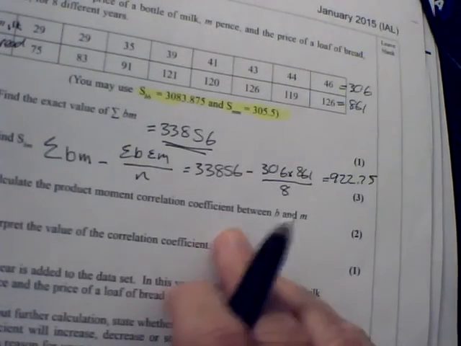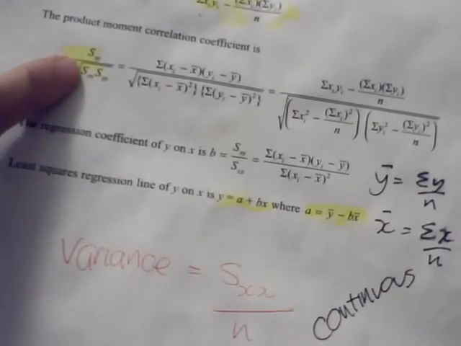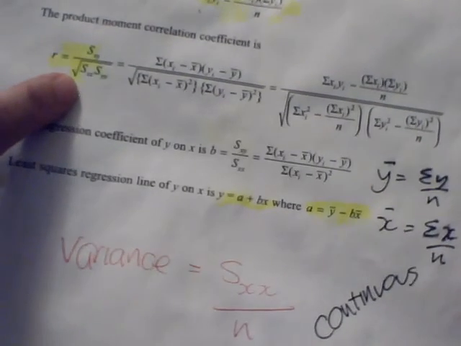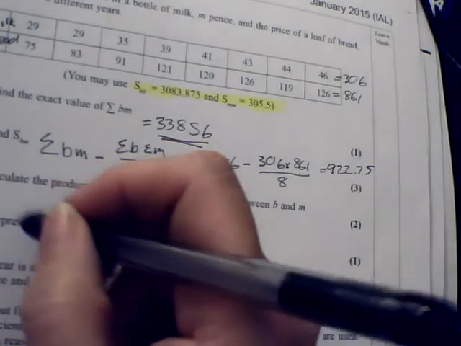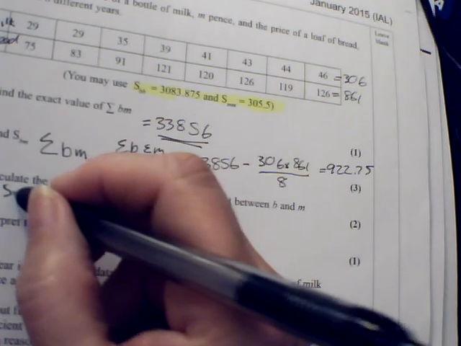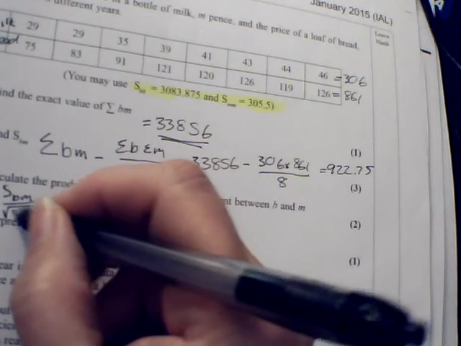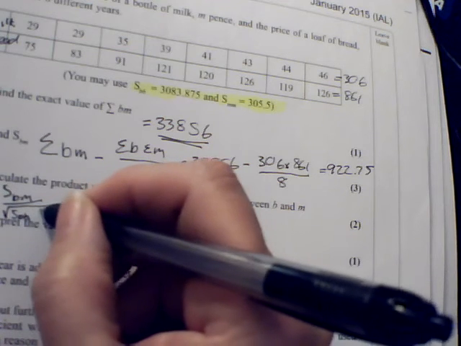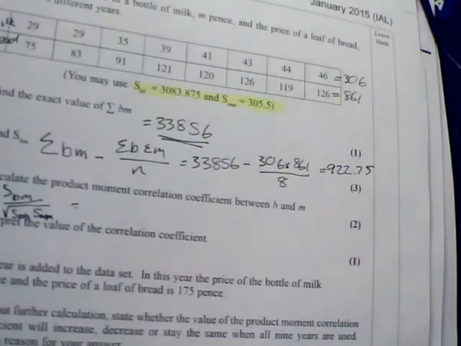Product moment correlation coefficient between B and M. So back to our formula sheet. The product moment correlation coefficient here is S of xy divided by the square root of S of xx times S of yy. So let's write that down. We want the S of BM divided by the square root of S of BB times S of MM. Right, let's just plug in some values then.